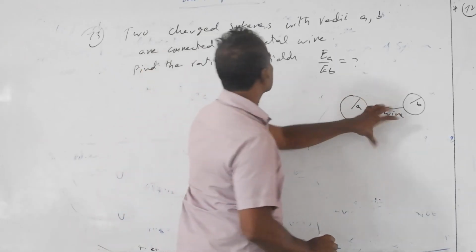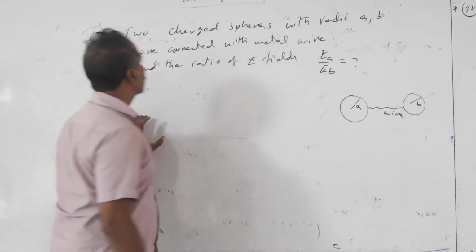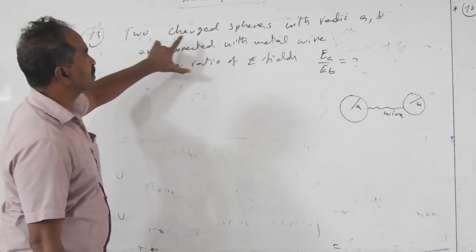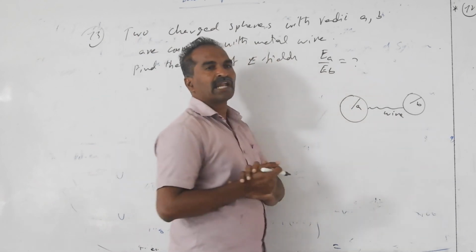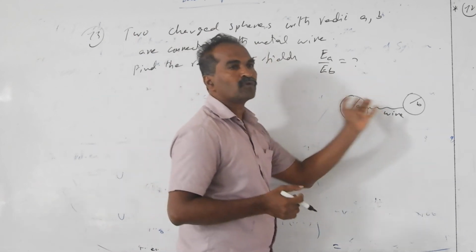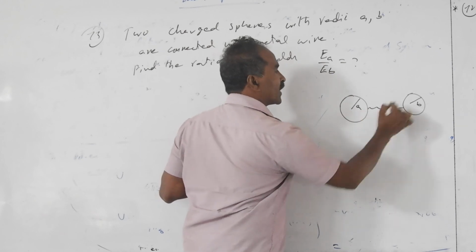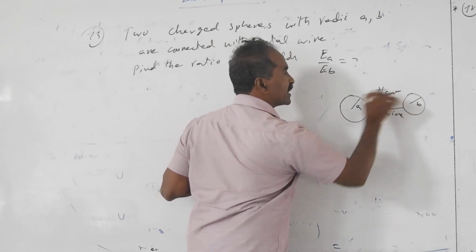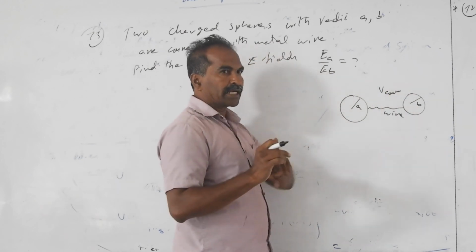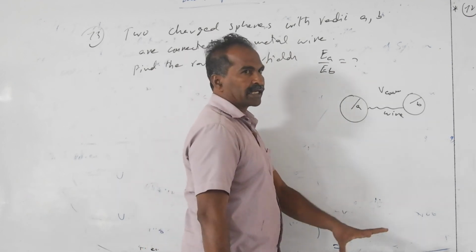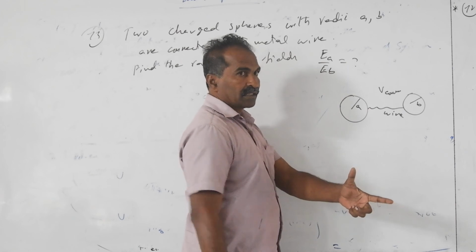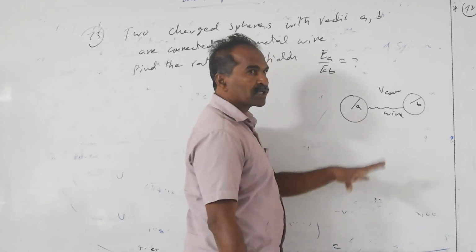Two metal spheres are connected with a metal wire. In question number 73, two charged metal spheres of radii A and B are connected with a metal wire. Then charge will travel from the sphere of high potential to the sphere of low potential until both get a common potential. An important thing: whenever any conductor is connected to the earth, its potential is zero. Remember that. Any conductor connected to the earth has zero potential. Charge may be there by other means, but potential is zero.